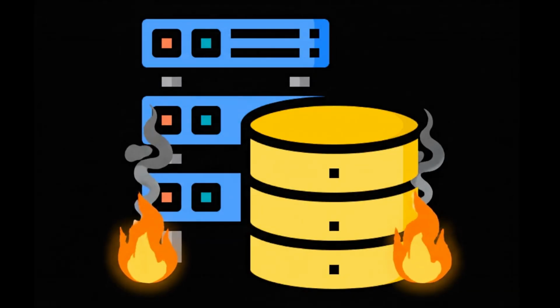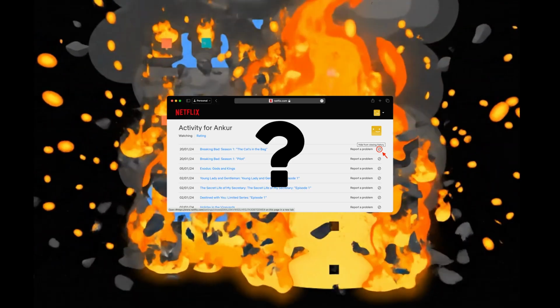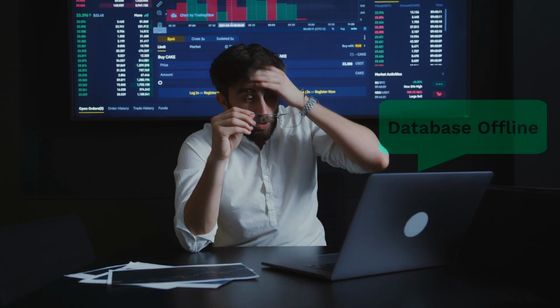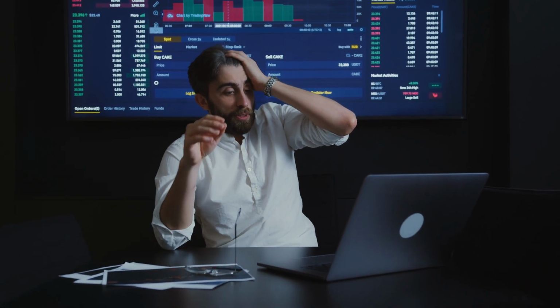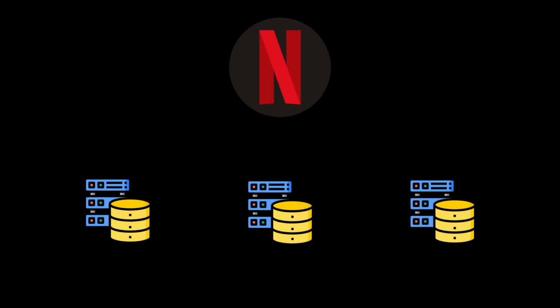But what happens if server 1 catches fire? Do you lose your watch history? That brings us to the second superpower, replication. Netflix is paranoid about losing data, so they use a replication factor of 3. This means whenever you watch a show, that data isn't just written to one place. It is instantly copied to 3 different servers at the same time.